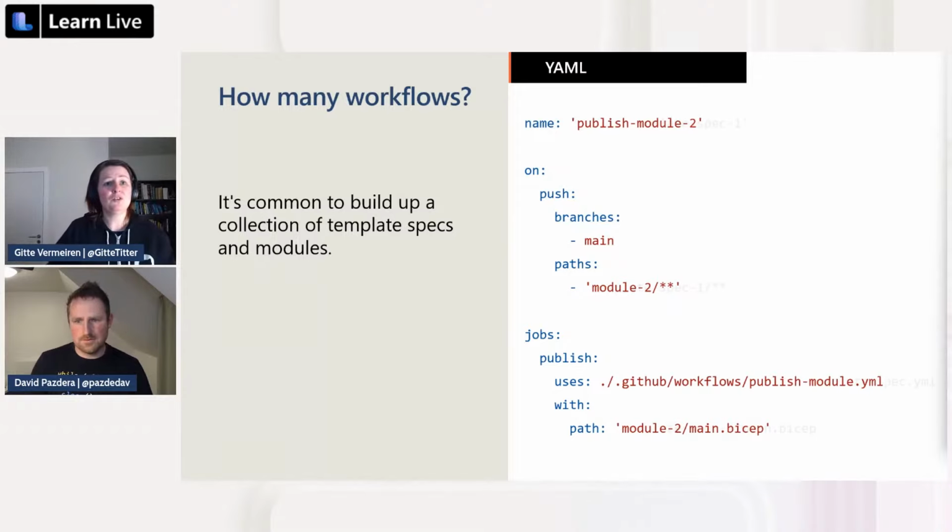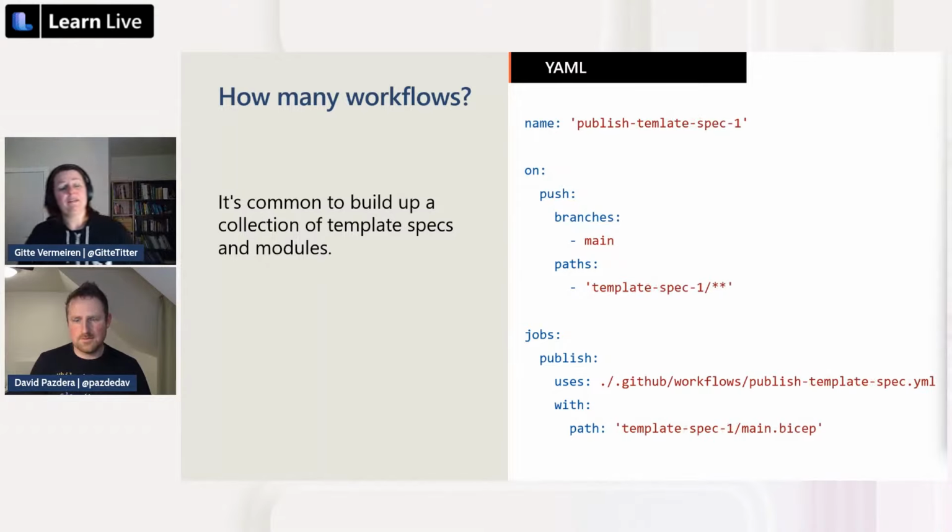And then you also have that for the template spec, where the workflow you call is a different one. In this case, it's not publishing a module, but publishing a template spec. So there is a bit more difference. But if you have a lot of these template specs and a lot of modules, this might become a drag. You might end up with a lot of GitHub workflows.